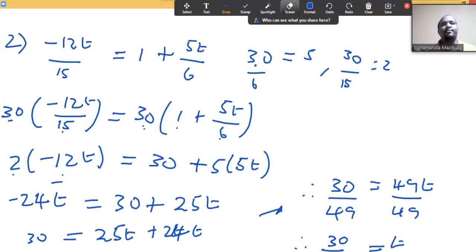So we're done. This is how we solve linear equations with fractions using the lowest common denominator. Let's try maybe an example 3.